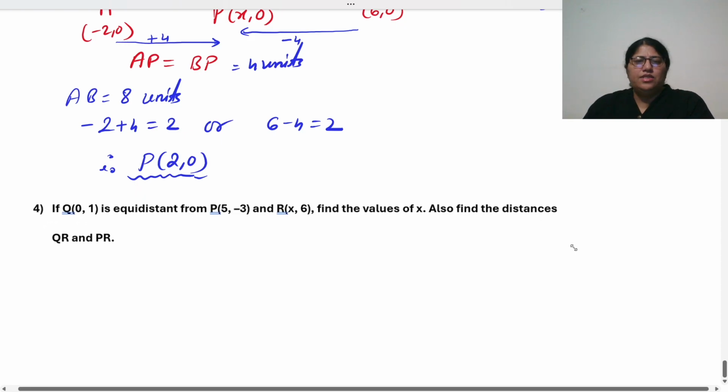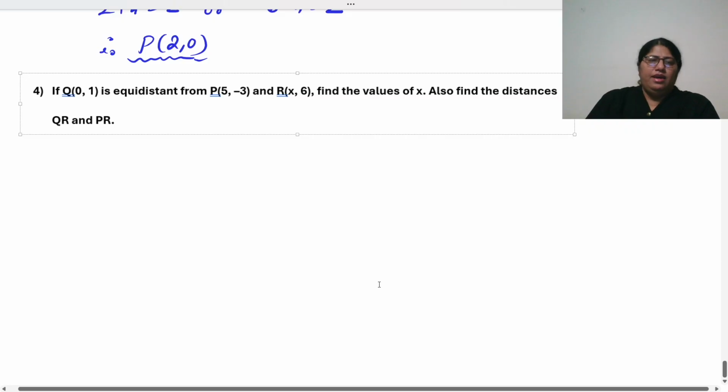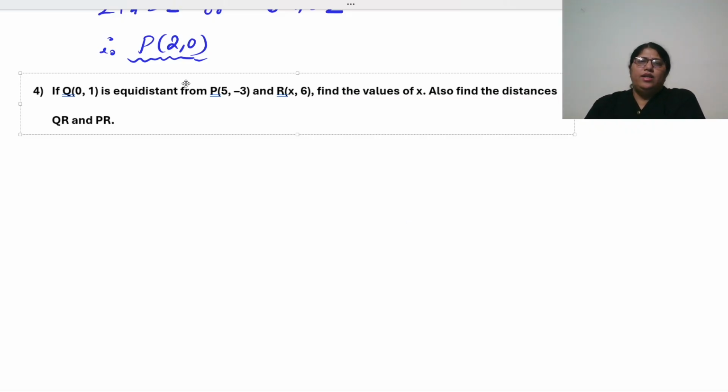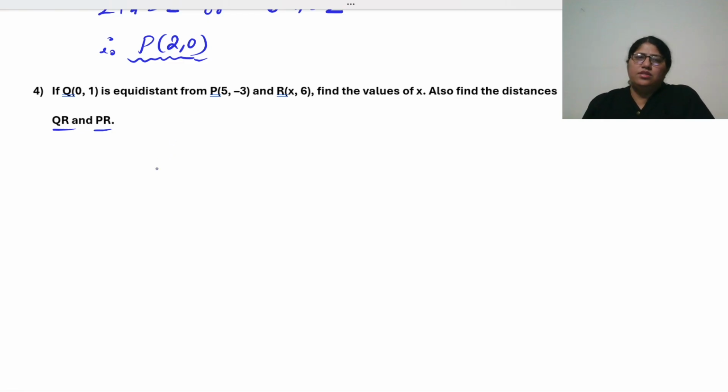Now here, if you will see in question number 4, they have given that Q is a point (0, 1) equidistant from P, which is another point (5, -3), and R (x, 6). You need to find out the value of x. Also find the distance QR and PR. Once we have R's coordinates, we can find QR and PR also using the distance formula.